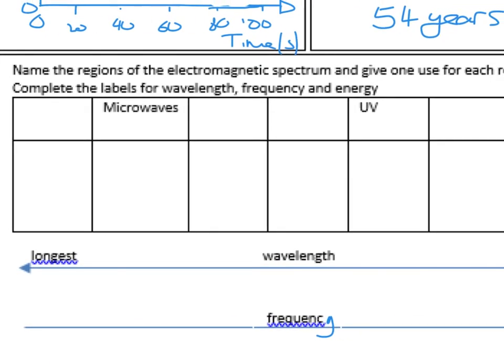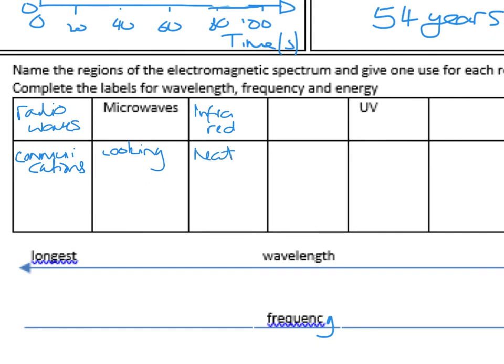First region is radio waves. That's used for communications. It's all one word, but it won't quite fit. Microwaves used for cooking. The next one we have is infrared, used for heating or cooking indeed.